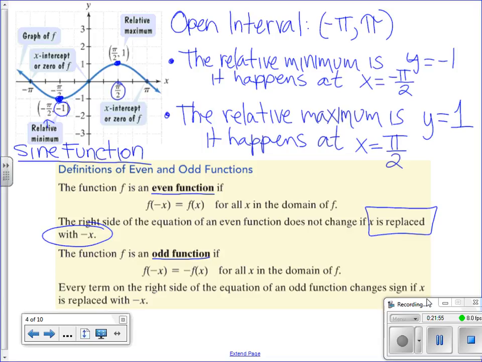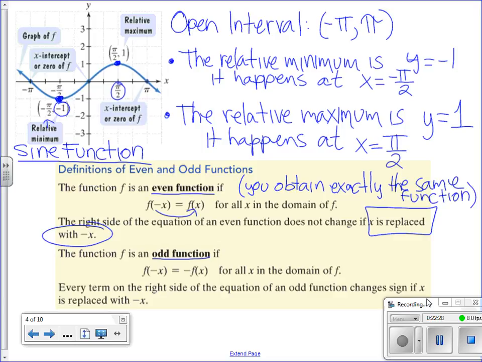Okay, and that's why we were practicing a little bit of that on section 1.2 to get you guys started for this one. Now, if it happens that after you replace all of that, you end up with the exact same function, so in other words, you obtain exactly the same function, that is when you consider the function to be even.